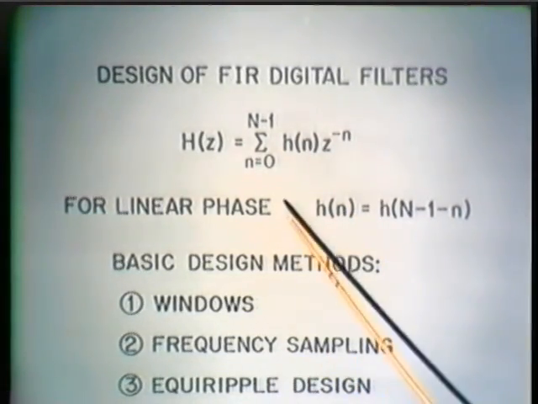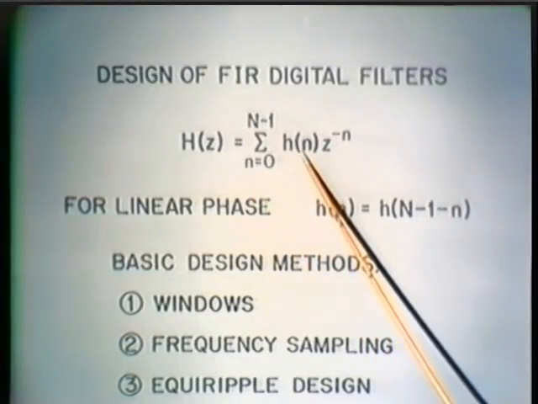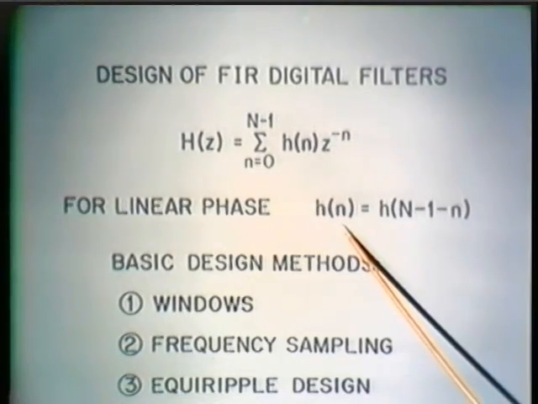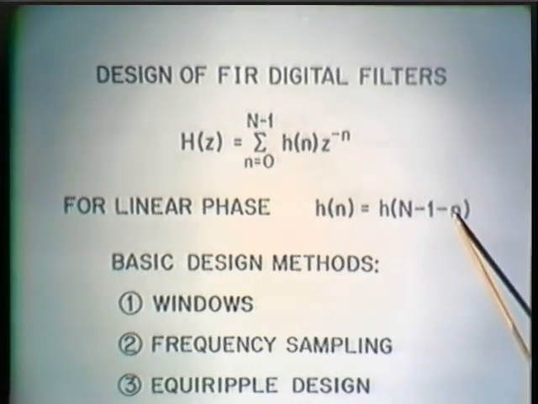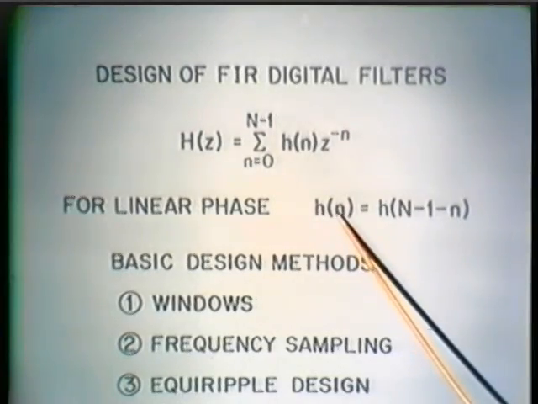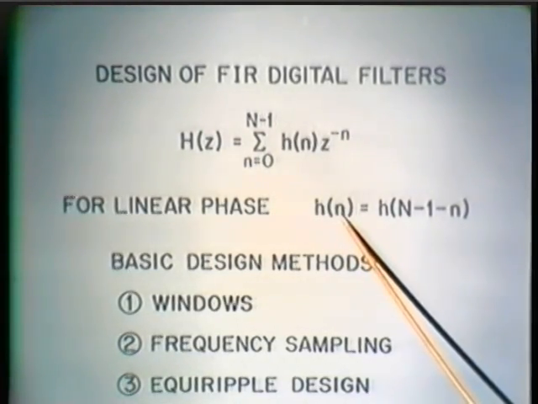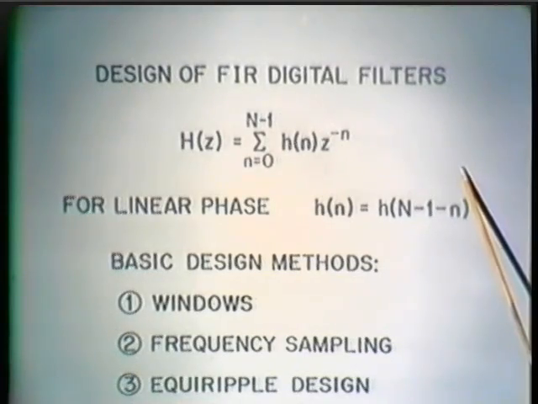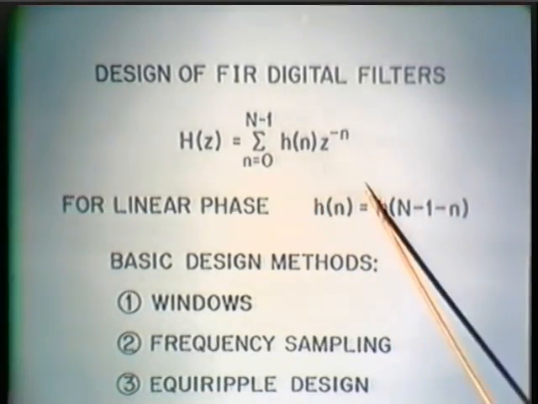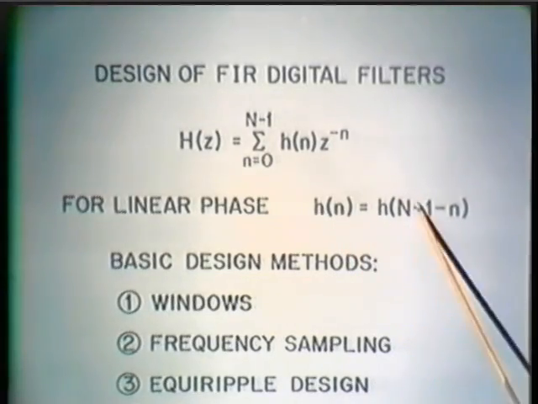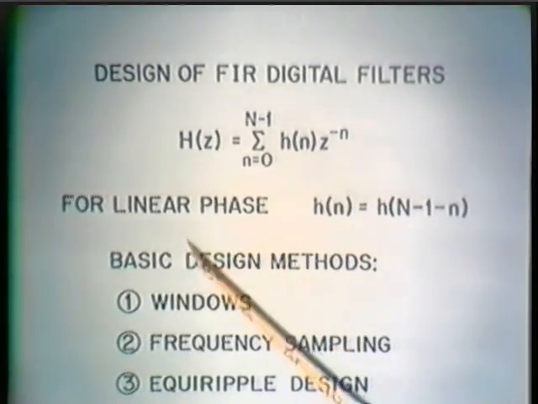And I remind you also that for linear phase finite impulse response filters, the constraint on the unit sample response is that it basically is symmetrical about its midpoint. In other words, as we look at the unit sample response starting from the left-hand end and starting from the right-hand end, approaching toward the middle, then we see the same values. In other words, there's a symmetry that's required for linear phase.